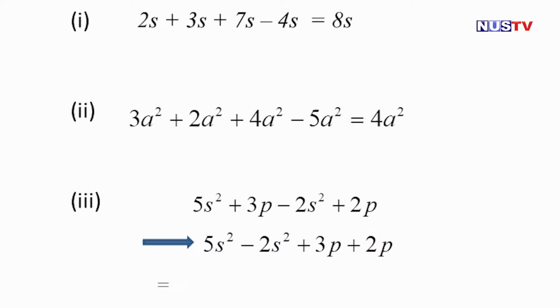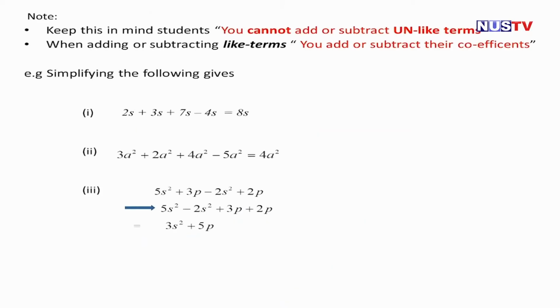So 5s squared minus 2s squared plus 3p plus 2p, and it gives you 5 minus 2 is 3s squared, 3 plus 2 is 5p. That's the simplified form. Remember, you cannot add unlike terms, so s is not a like term with p. The answer stops there. That's how simplified it is.